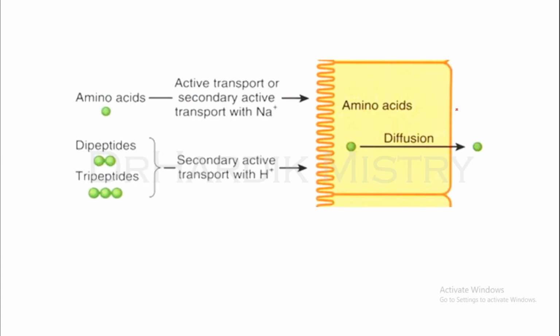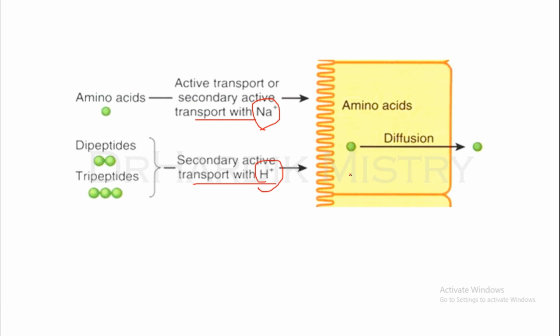Now how does the absorption of the amino acids occur? Amino acids are absorbed via active transport or secondary active transport with the sodium ion. So this is the intestinal luminal cell where the amino acids are absorbed, and the dipeptides and tripeptides are also absorbed via these intestinal cells, and this occurs via secondary active transport with the hydrogen ion. So the amino acids are transported via the sodium ion, and the dipeptides and tripeptides are transported via the hydrogen ion, and the pump is the secondary active transport.